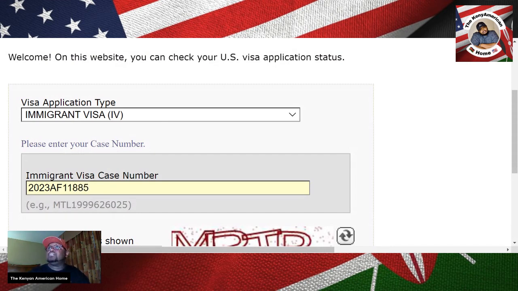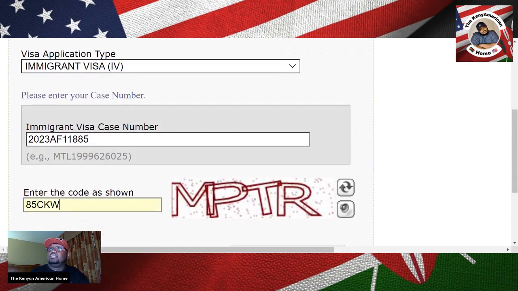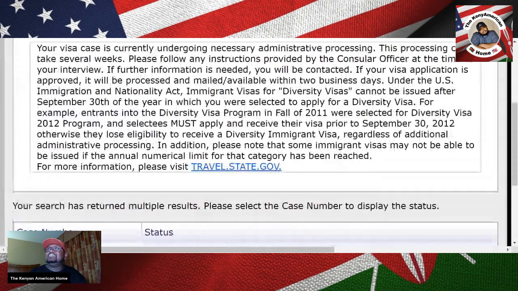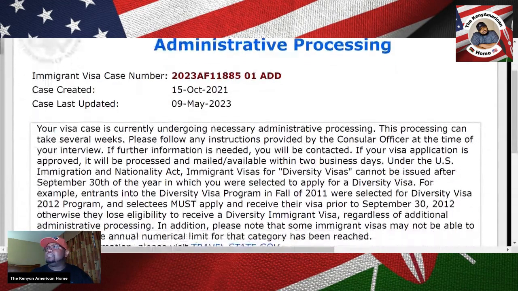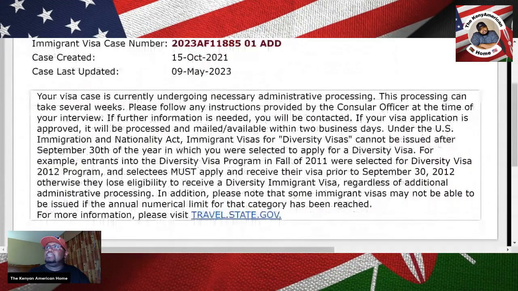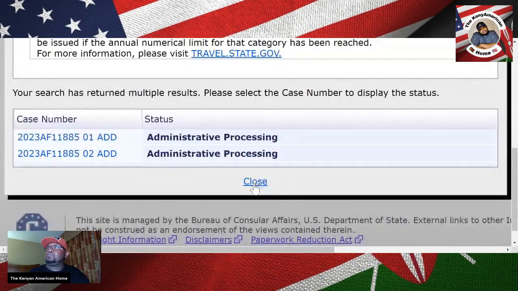What about another East African country? Right. How many of you can guess which case number this is for? Which country? Can you guess? One, two, three, go. Did you guess ADD? ADD for Addis Ababa. Addis Ababa, Ethiopia. Administrative processing. All right.